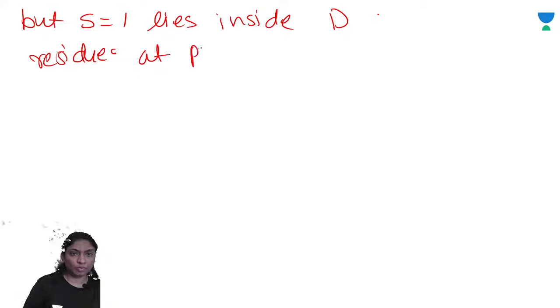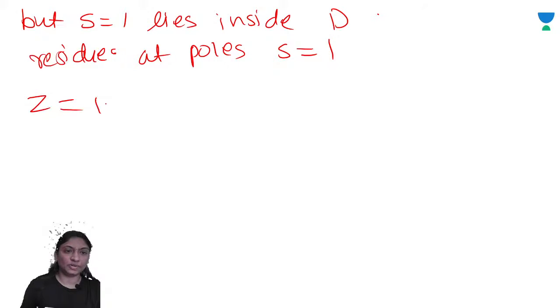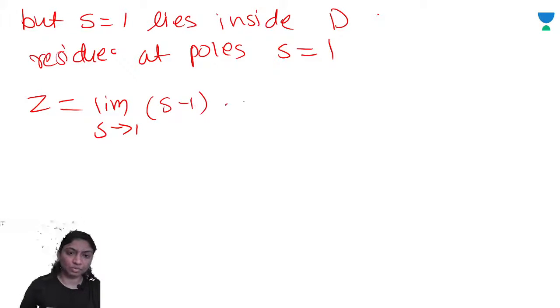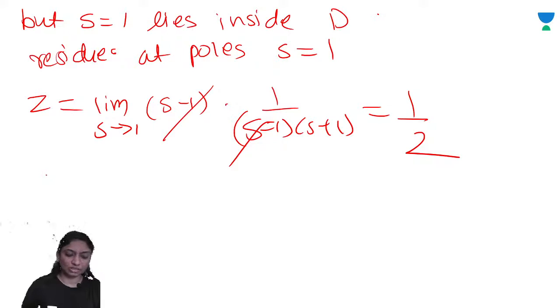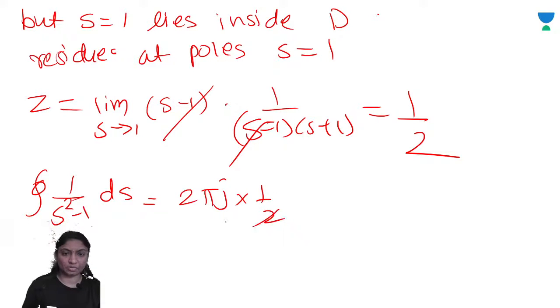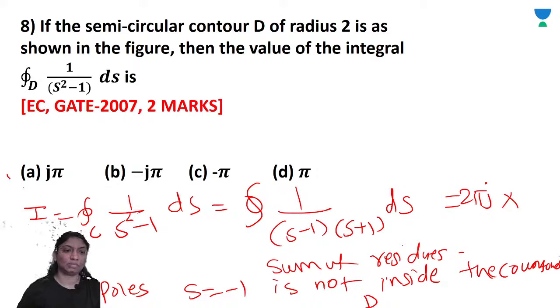So the residue at pole s is equal to 1 is the limit as s tends to 1 of s minus 1 into f of s, that is 1 upon s minus 1 into s plus 1, which, putting s is equal to 1, is 1 by 2. So the closed integral over C is 2 pi j into 1 by 2. The 2 cancels out, so pi j. Yes, option A. Okay. Now next.